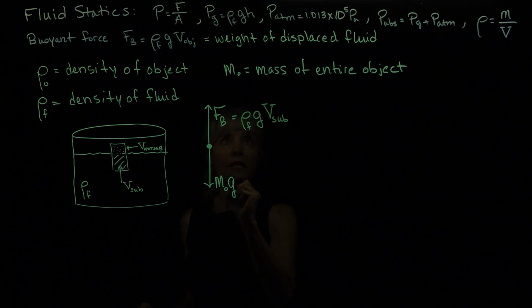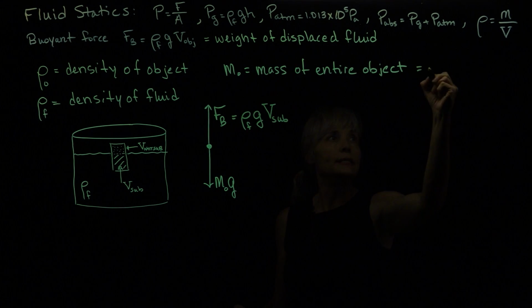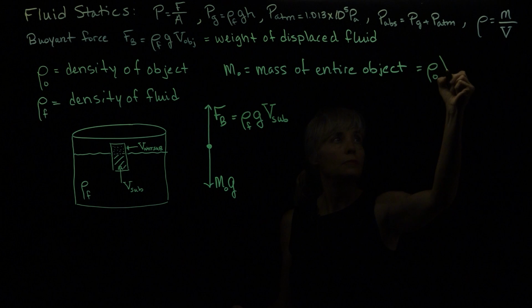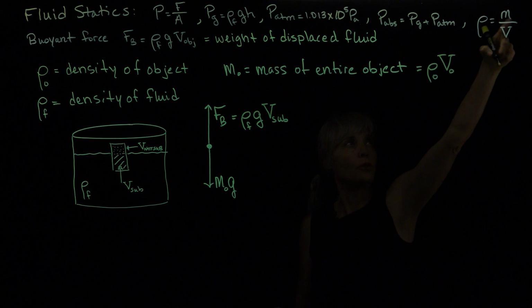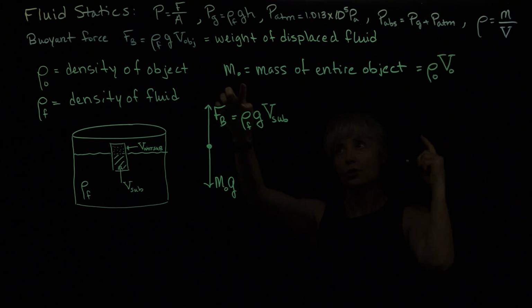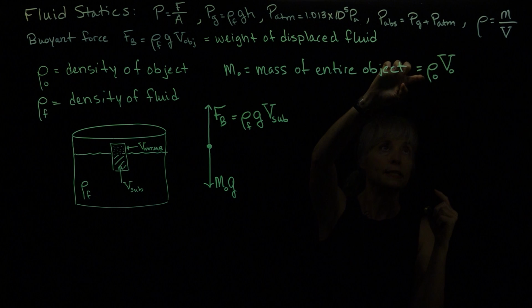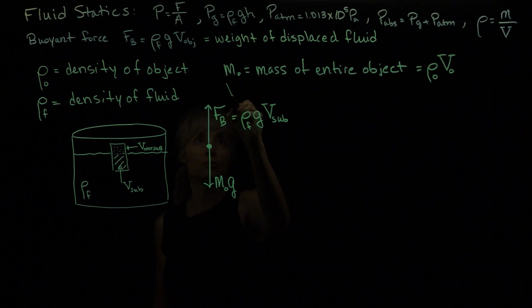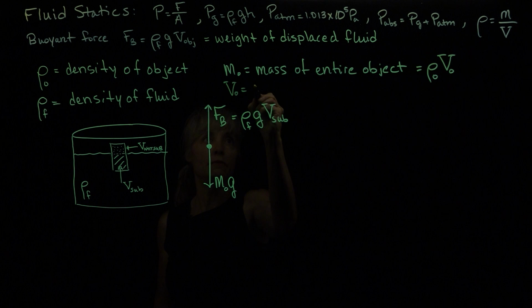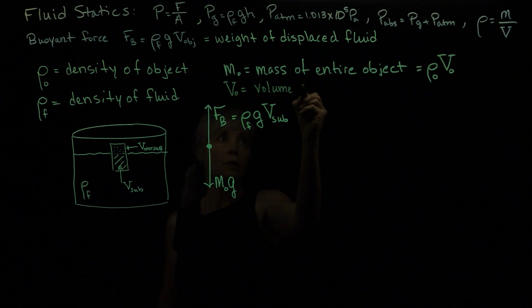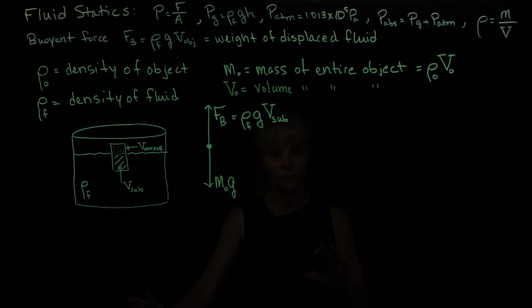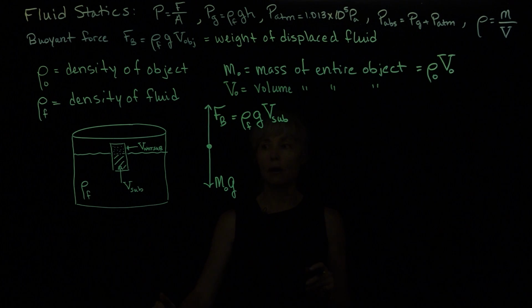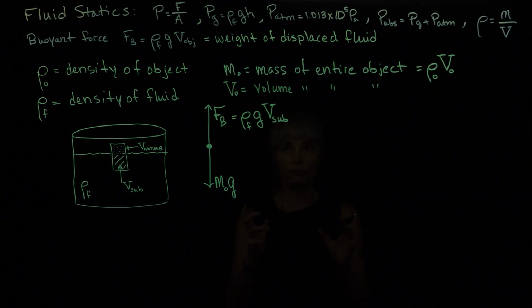This mass of the object, MO, can be written as the density of the object times the volume of the object. And that's just rearranging this formula to solve for mass. I just multiply by volume on both sides, so I can re-express the mass of the object as the density of the object times the volume of the object. So notice that VO is the volume of the entire object. All the little subscripts O are keeping track of the entire object's properties, and we're using sub and non-sub for only parts of the object.